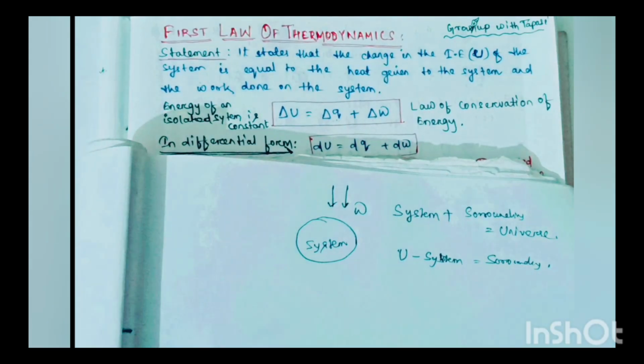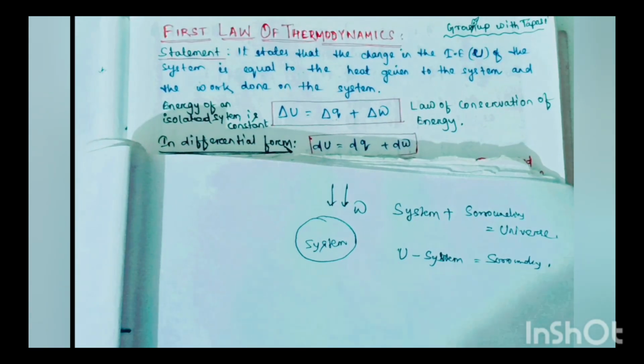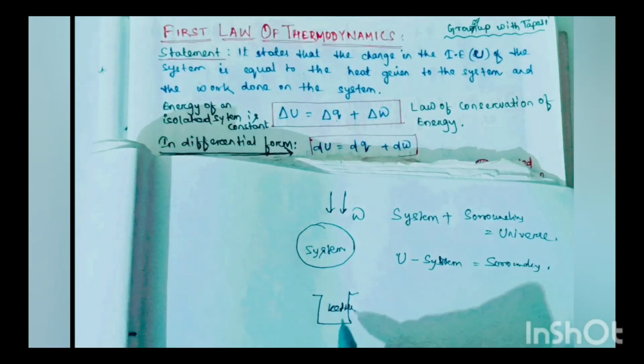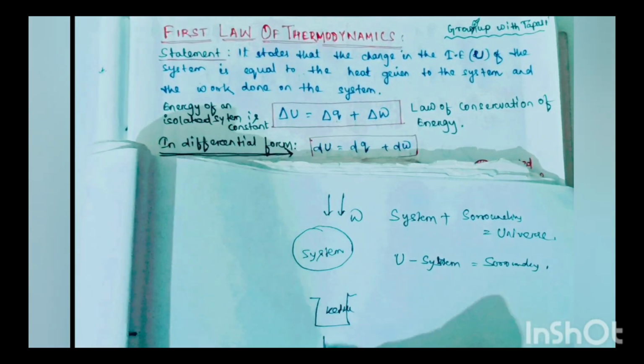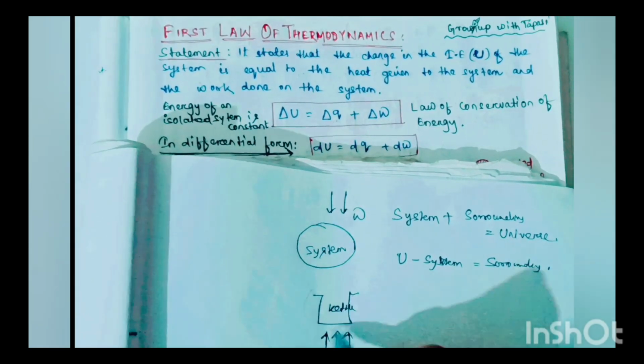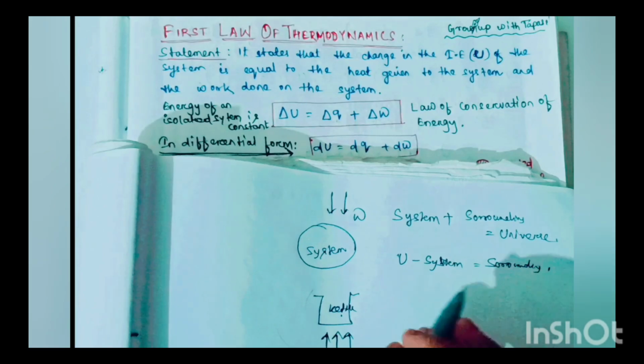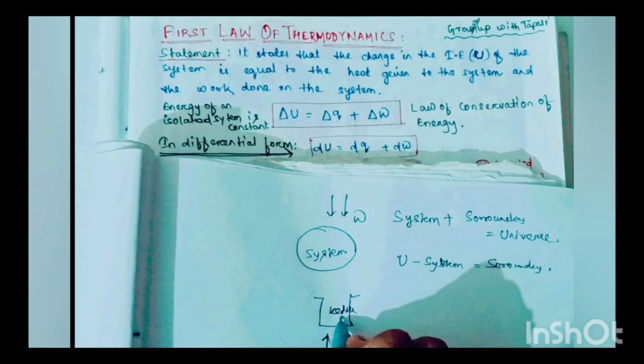So surrounding is anything which we get after subtracting the system from the universe. So if you take a kettle using which you make your tea or boil water, etc., that is your system. Suppose this is a kettle, so this is your system, and if you are supplying heat, this is your system upon which work is done. Everything outside is your surrounding. So this is your system.